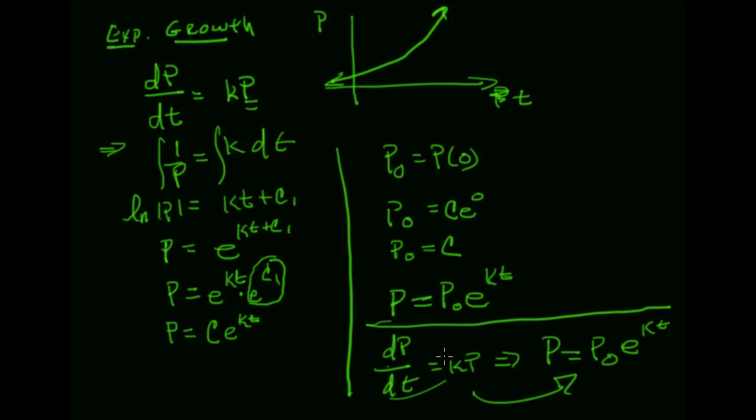All right, so let's look at an example of using an exponential growth problem. Okay, so here we go. Let's say we know that on day 2, I have a population of 100 fruit flies. And that on day 4, I have a population of 300 fruit flies. And I want to know how many fruit flies did I have at time 0? That's my question.